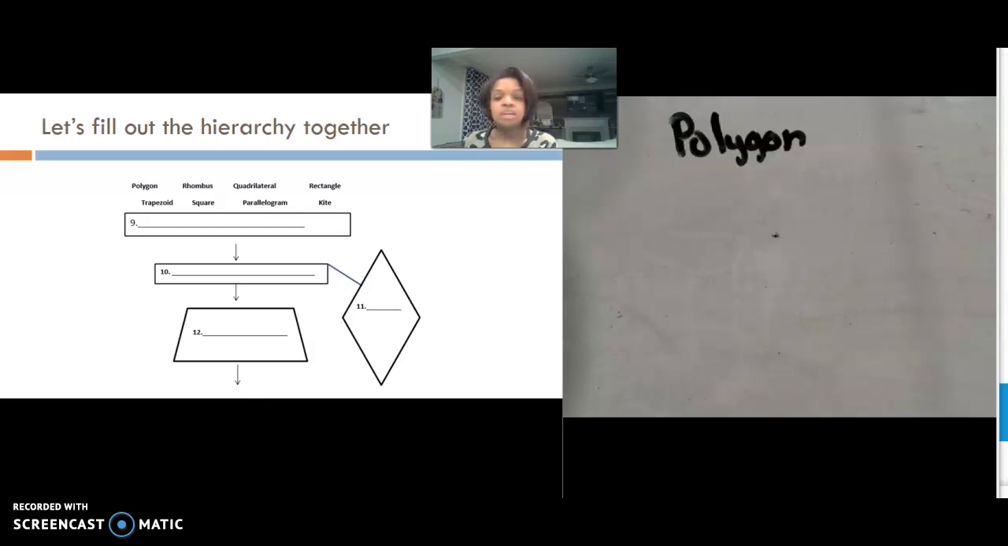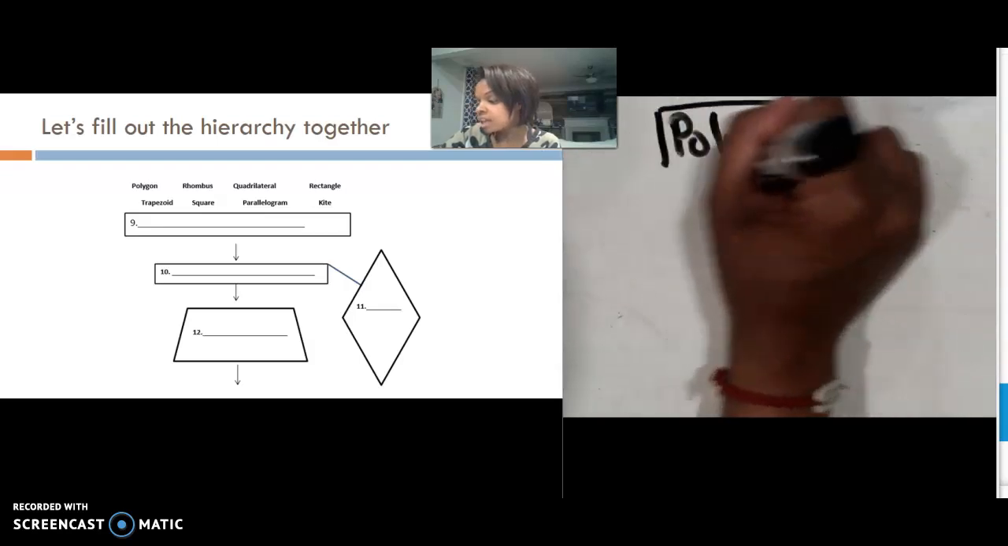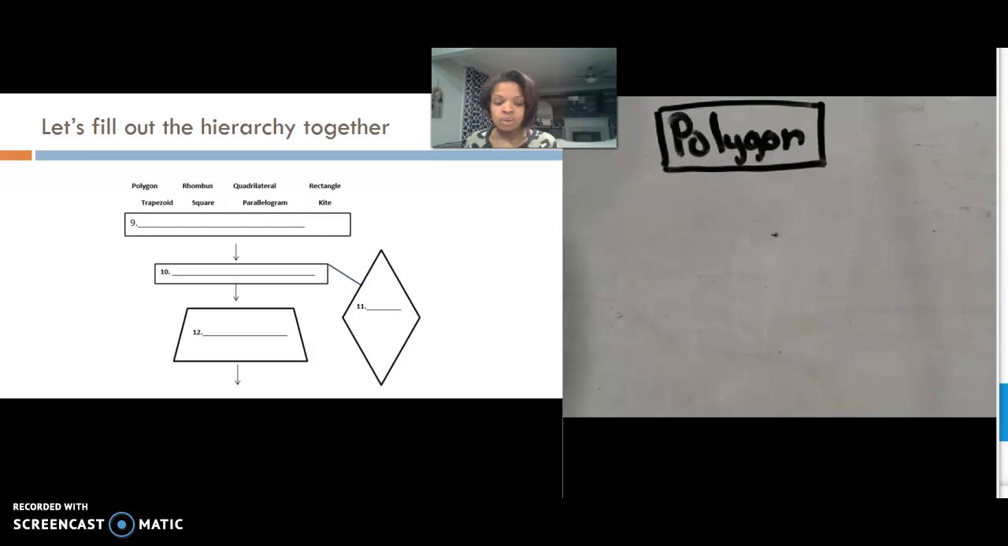In this case, we're going to be talking about quadrilaterals. So I'm just going to draw a quadrilateral around polygon. I drew a rectangle. It doesn't matter. It could be a trapezoid. It could be a kite that I put around it. It is a polygon, okay?